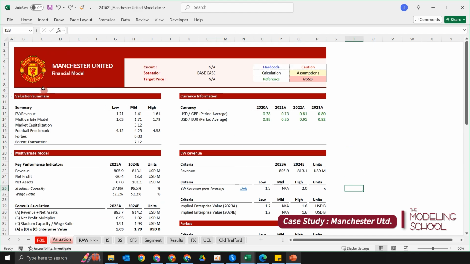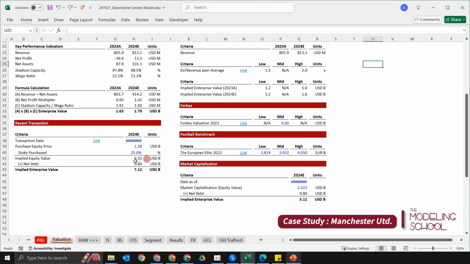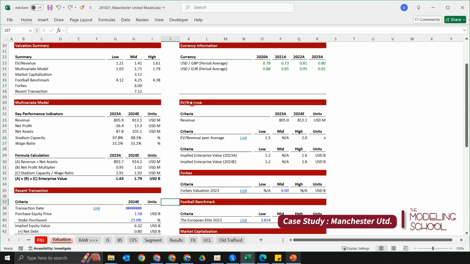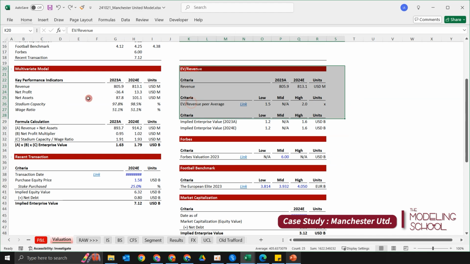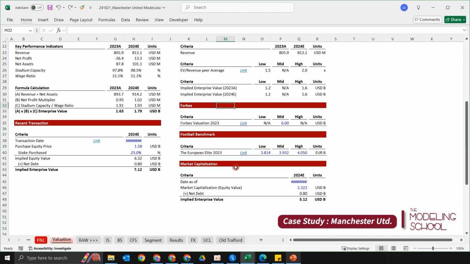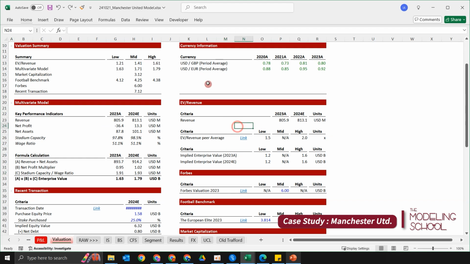But if you see our valuation tab, most of the other balance sheet and cash flow statement items are not that important when it comes to valuation. The only criteria that seems important in this case is the revenue. So we have revenue when we're doing EV to revenue. We use revenue when we do the multivariate model. So revenue seems to be the only component that's relevant in our financial model.